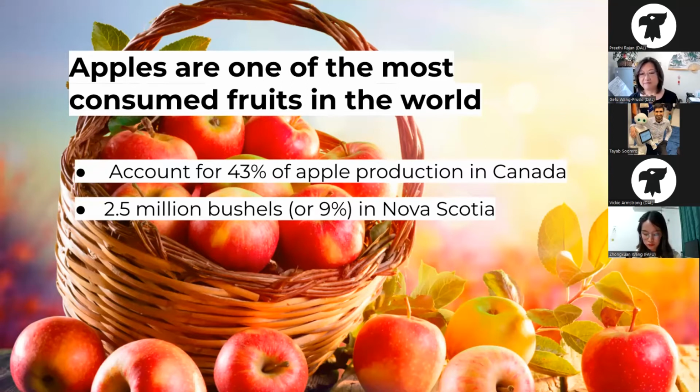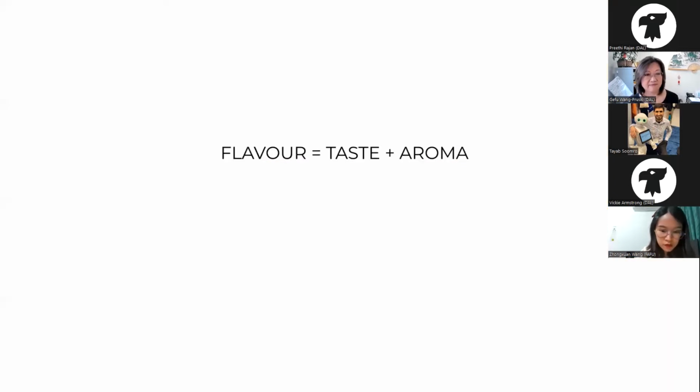But why don't we see all these different apple varieties in supermarkets? Well, that's because only about a handful of these varieties actually meet the right conditions to make it to the market. One of these conditions is the flavor of the apples. But how do we breed for better flavor? Well, we first need to understand what flavor is composed of.